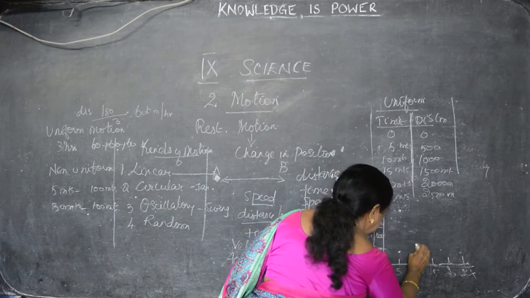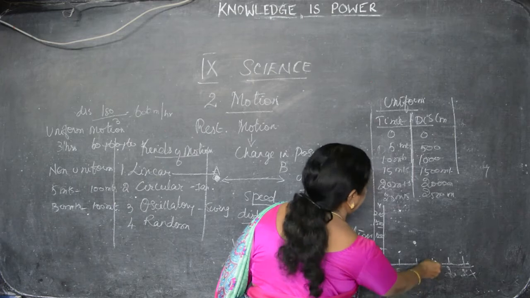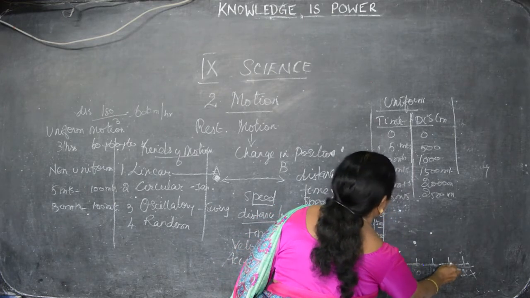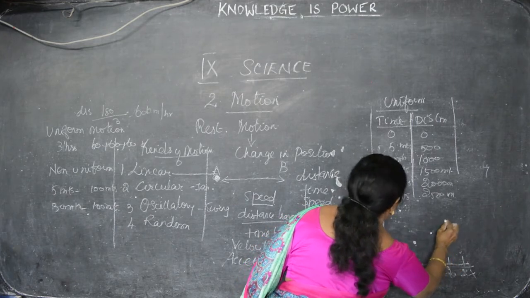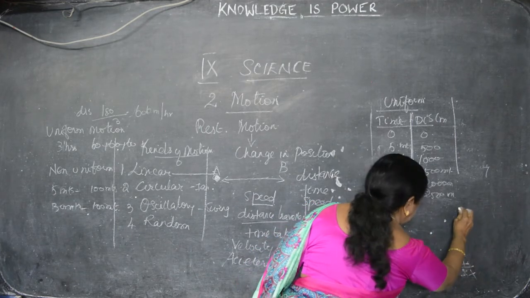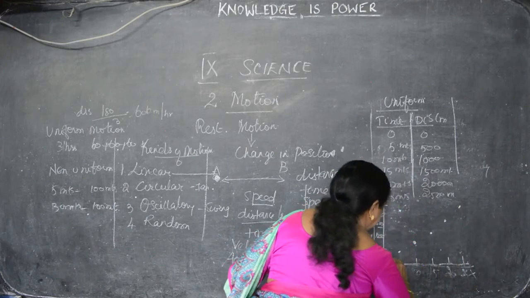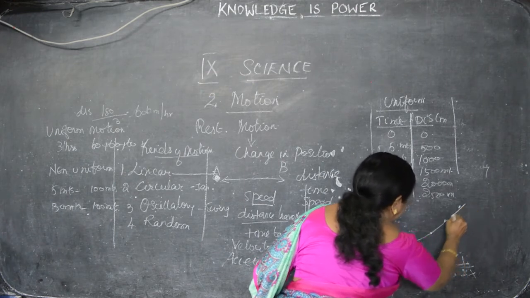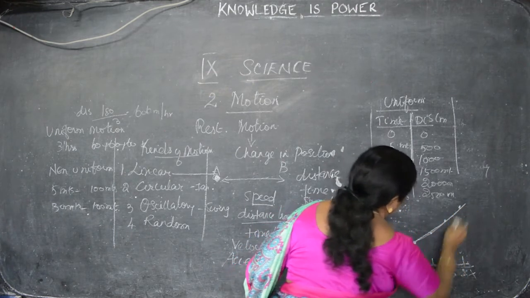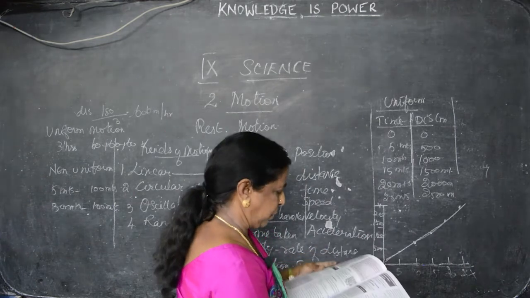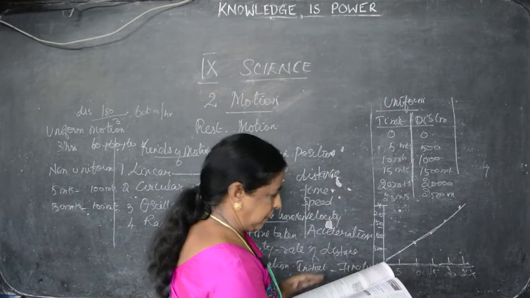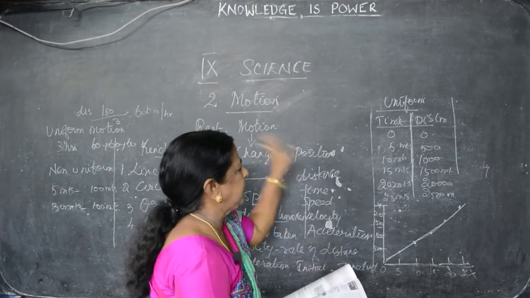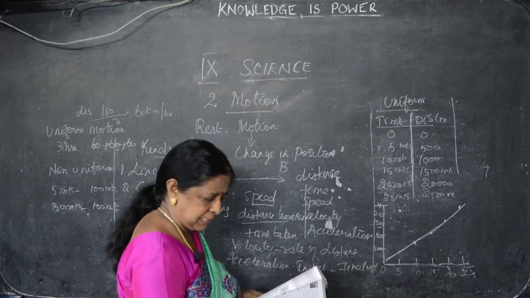500, 1000, and the third one 1500. At 20 minutes, what is there? 2000. 25 minutes, 2500. So what you have taken is uniform velocity. This is uniform. Clear? We have to draw the graph. You know the scale: on the x-axis 1 centimeter is 5 minutes, on the y-axis 1 centimeter is 500. Like that you have to write.